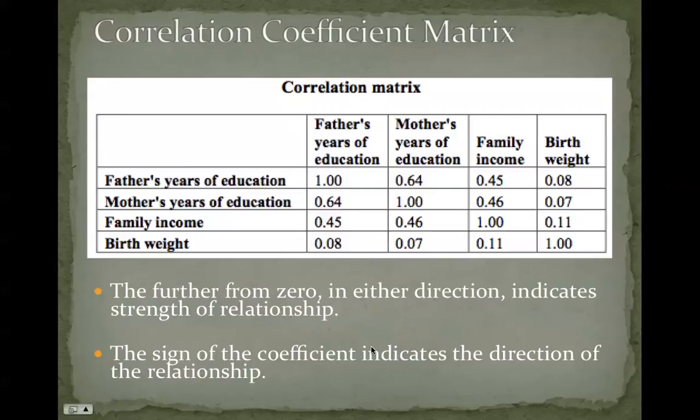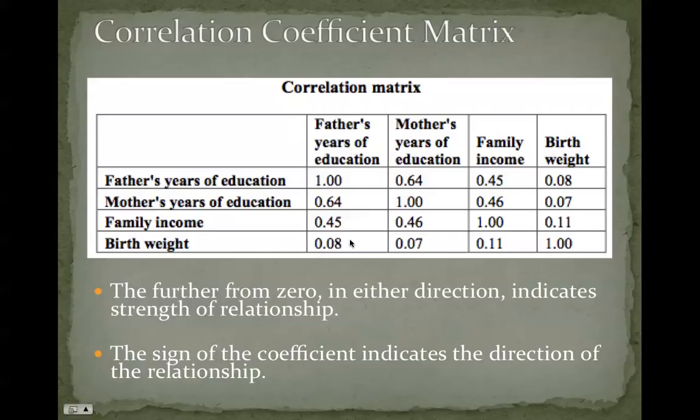The sign of the coefficient actually indicates the direction of the relationship, and in this case we have all positive relationships, right? So as one variable goes up, so does the other. As father's education goes up, so does mother's education. As father's education goes up, so does the family income. As father's education goes up, so does birth weight.